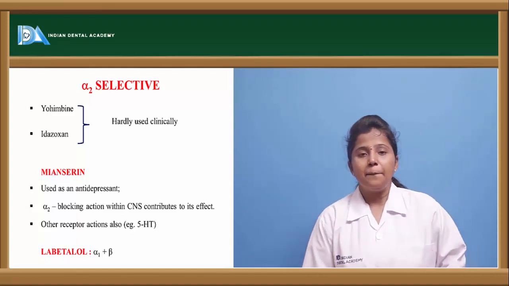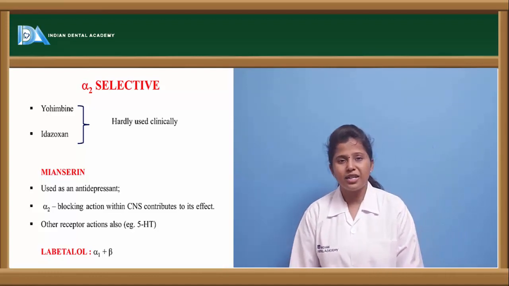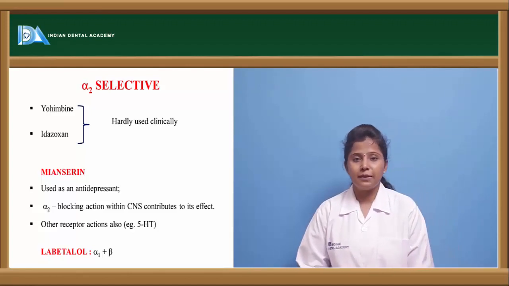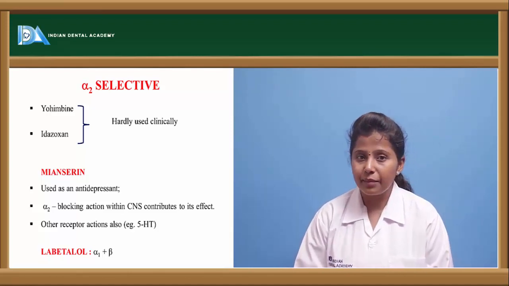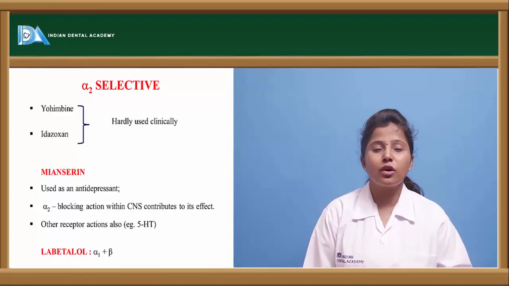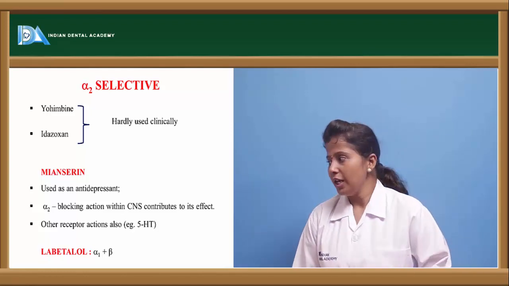And the other drug is mianserin. Mianserin is also one of the alpha-2 receptor antagonists. It is used as an antidepressant, or we can say it is used to antagonize depression, in a few cases. And it also shows actions on 5-HT receptors. It also shows blockade of 5-HT receptors.